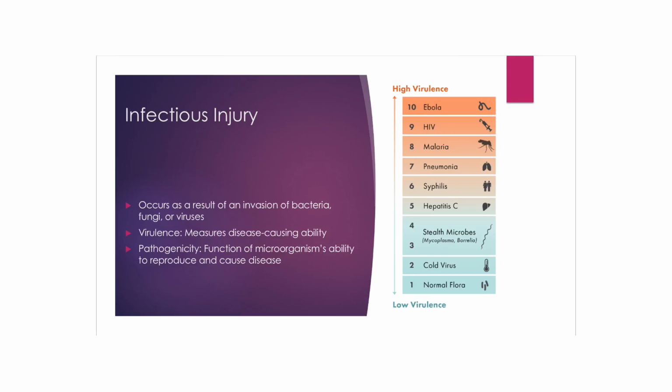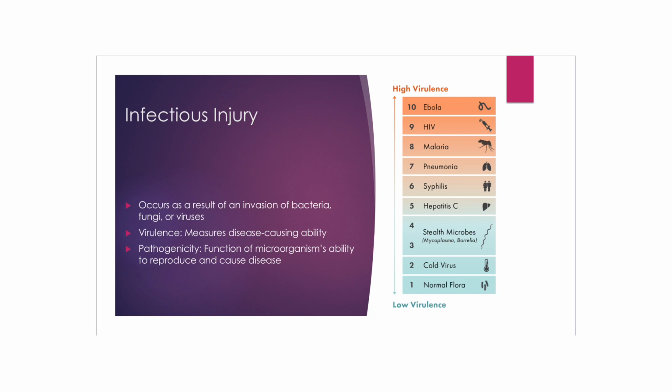Next, we also know that infectious diseases can cause cellular injury. So infectious injury is the next type of cellular injury we'll talk about. It occurs as a result of some sort of invasion from bacteria, from a fungus, from a virus even. And virulence is the measure of that invader's disease-causing ability.